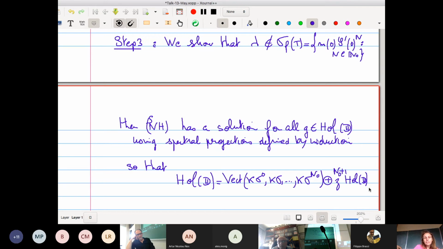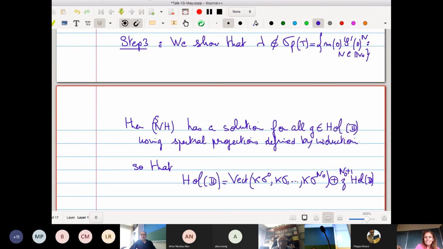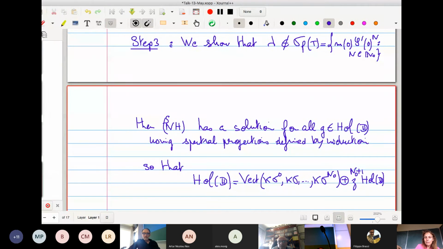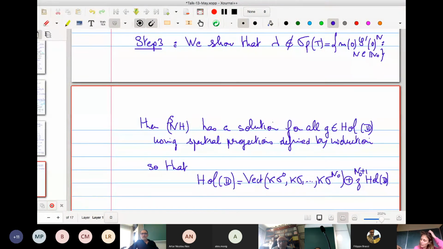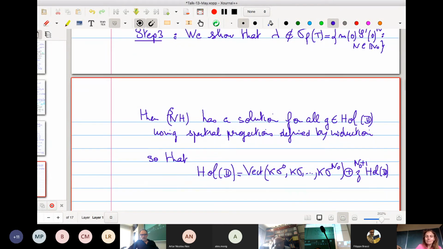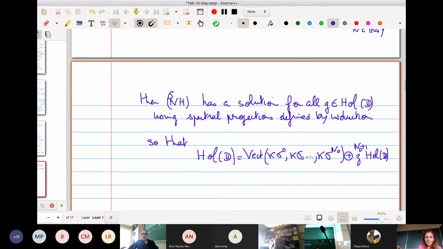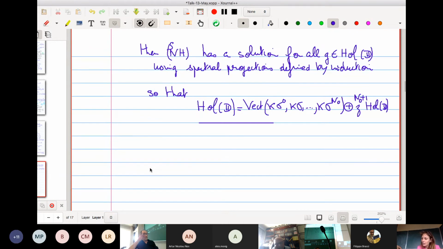Okay, so that's the skeleton of the proof. And maybe to finish, I will show you what remains to do. So that's the idea of the proof.